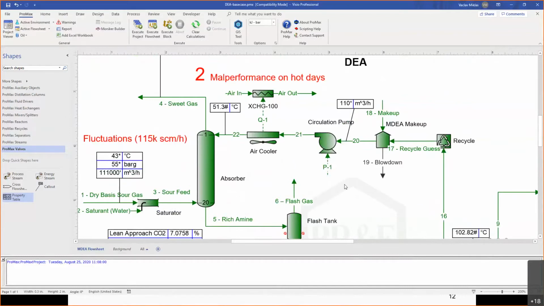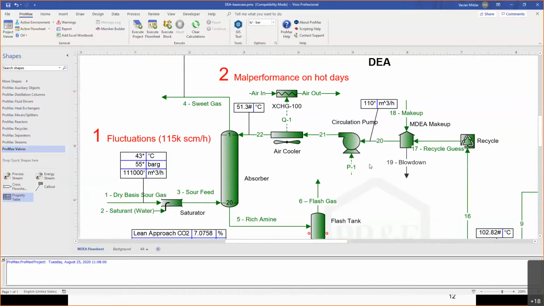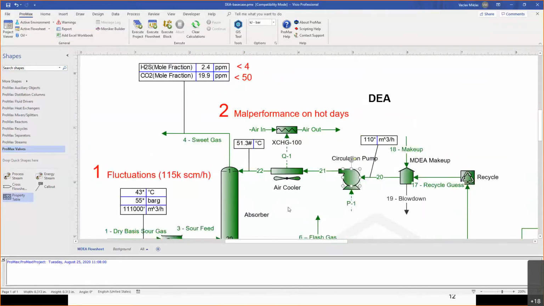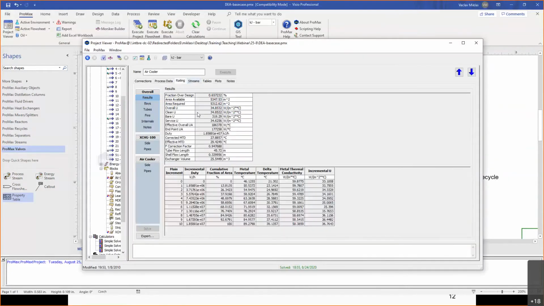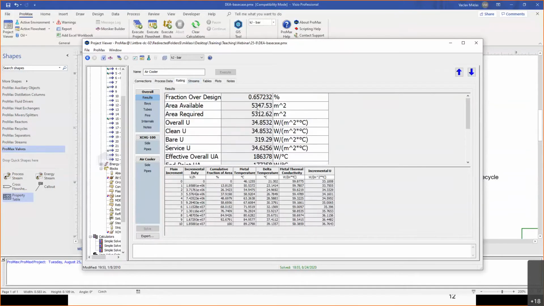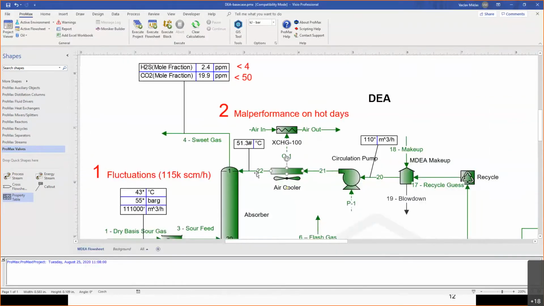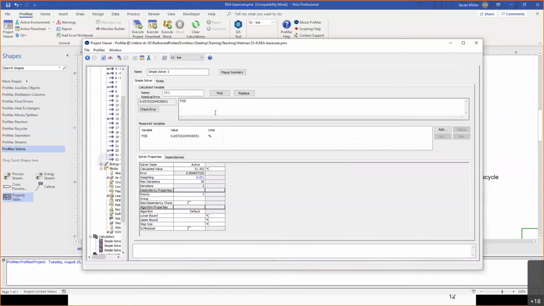If we wanted to make it a bit predictive, in ProMax you are able to put in performance curves for a pump, for instance. But as I said, here it is not a concern, so we don't have any information about the pump put in here. However, for the air cooler, we do have a heat exchanger rating again. So if I open it and go to rating, the same idea about the areas and forcing fraction over design to 0 with the solver. The solver is created on this lean amine temperature. So this again pushes fraction over design to 0.